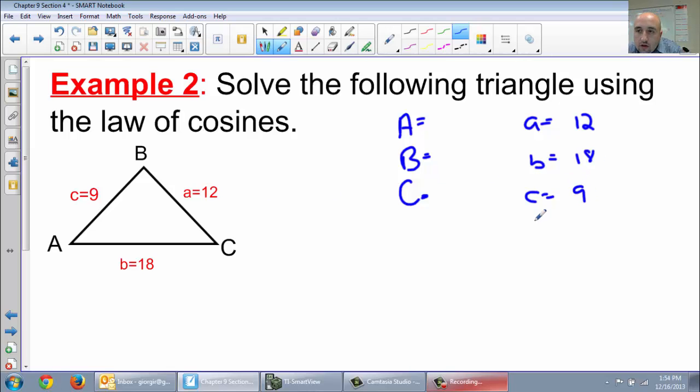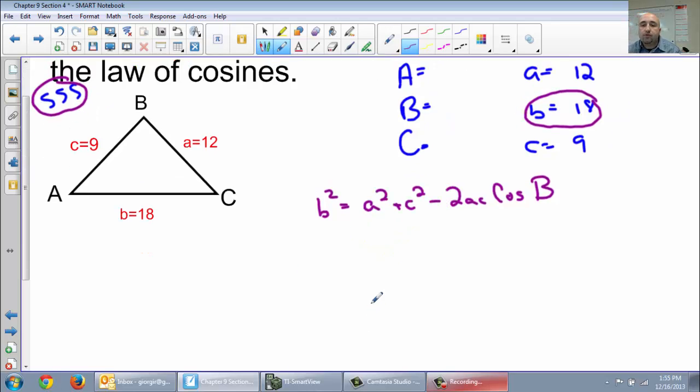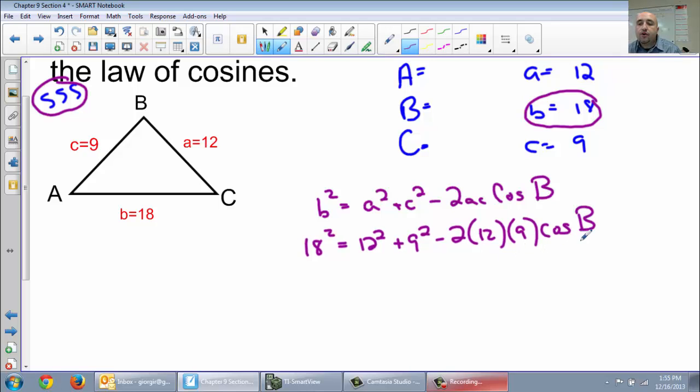All right, so on a side, side, side, you always start with the biggest side. We're going to find the biggest angle first. So we're going to need b squared equals a squared plus c squared minus 2ac cosine of angle B. So you always start with the largest of the three sides when you're doing a side, side, side example. Okay, so let's plug in what we know. B squared, so we have 18 squared equals 12 squared plus 9 squared minus 2 times a, which is 12, times c, which is 9, times cosine of angle B, which we don't know.